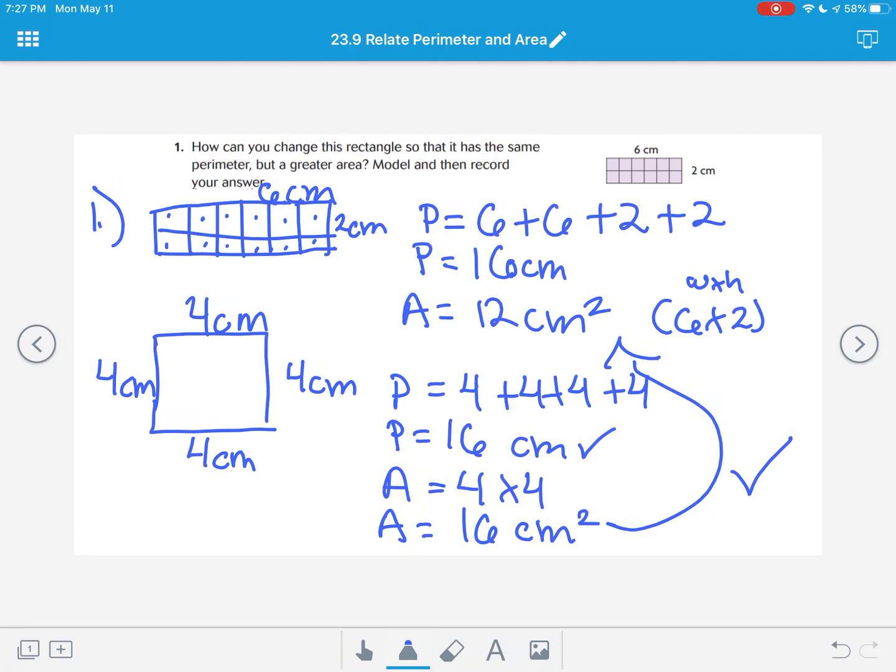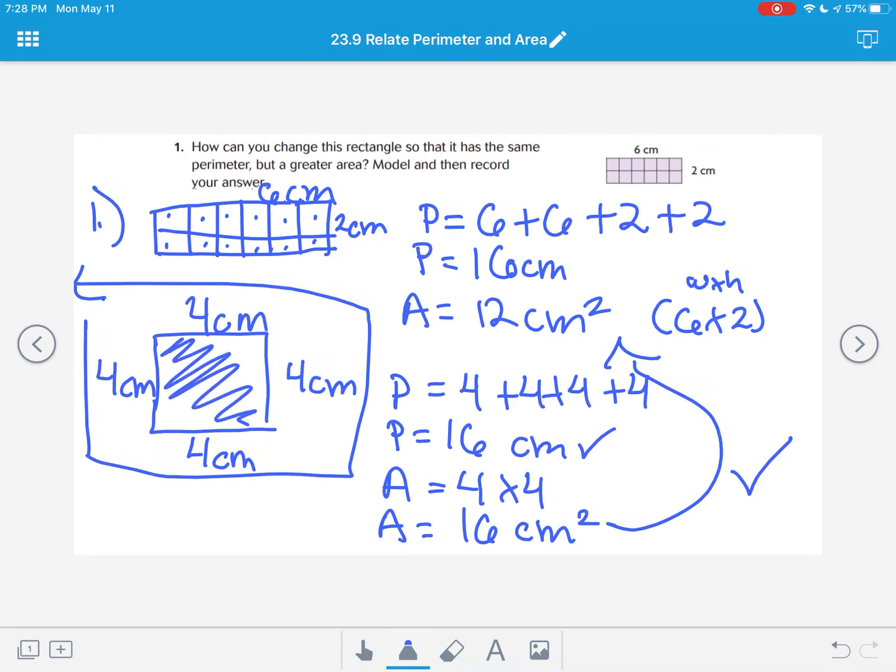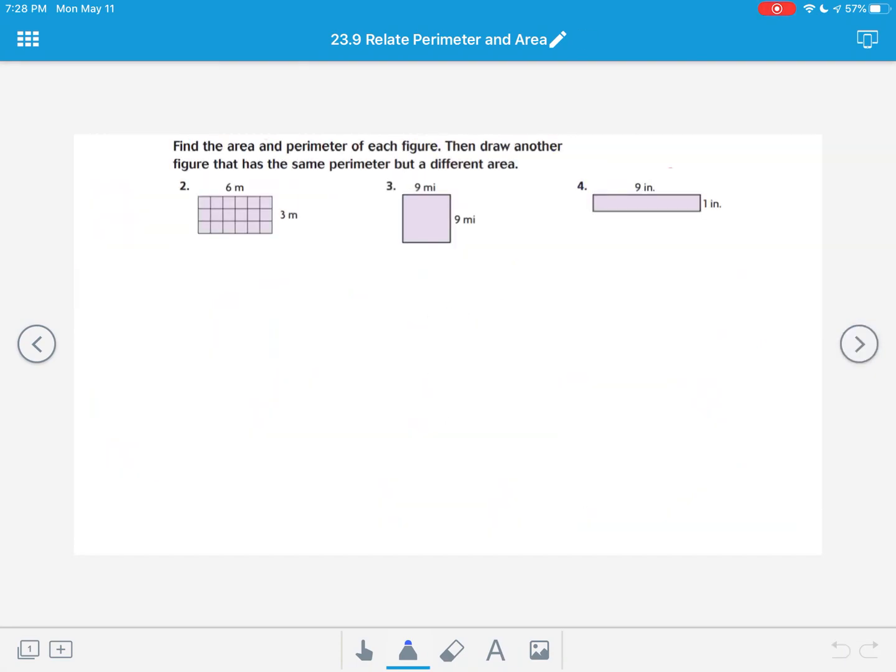Now, when you're solving these problems on your own, it's okay if the first thing you try doesn't work out, just like I did. Sometimes you have to try multiple things to get it to work out. Just make sure that you remember that the perimeter is the distance around the figure, and the area is the space inside. Make sure you have those vocabulary straight as you solve your work today. Let's do a few more problems. We're going to find the perimeter and area of each figure. Then we'll draw another figure that has the same perimeter, but a different area.